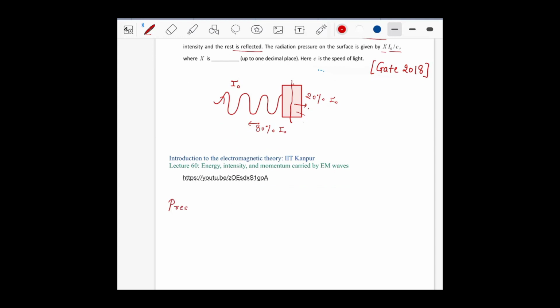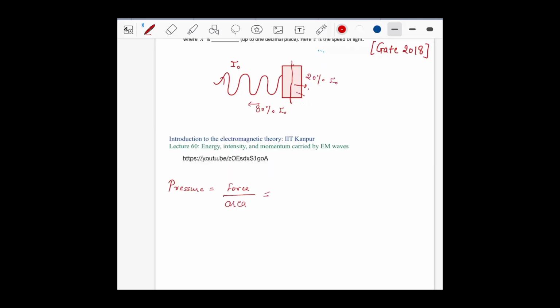So the pressure, as we know, is given by force upon area. So this quantity will become rate of change of momentum divided by area. We can also write this quantity as del P by del T, the rate of change of momentum, divided by area. So this is the pressure.